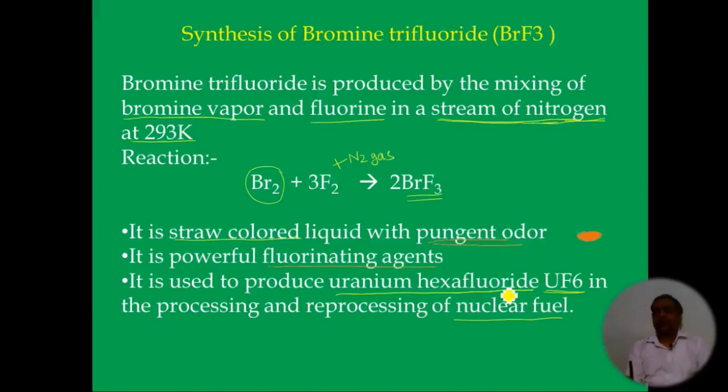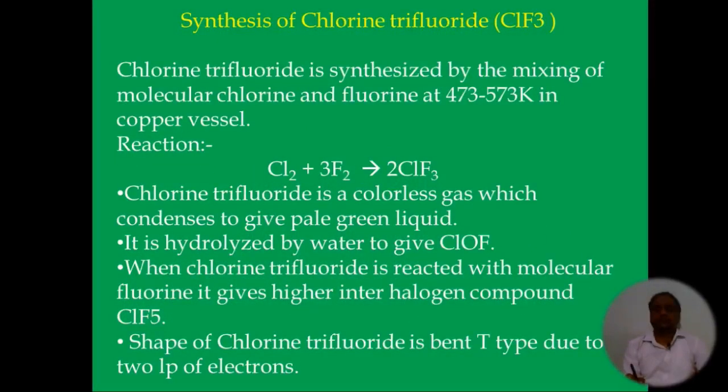This compound is then extracted by using a particular solvent. So for that we use bromine trifluoride. Bromine trifluoride can fluorinate uranium into uranium hexafluoride. Okay, so this was all about bromine trifluoride. In the next slide we will see chlorine trifluoride.